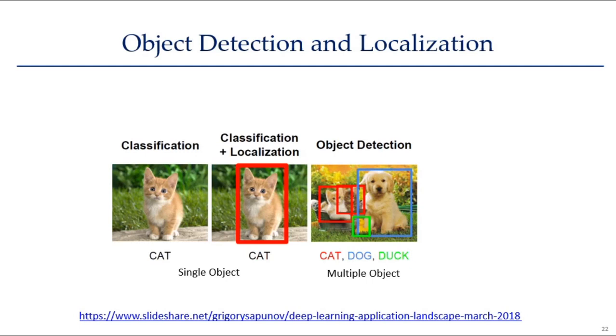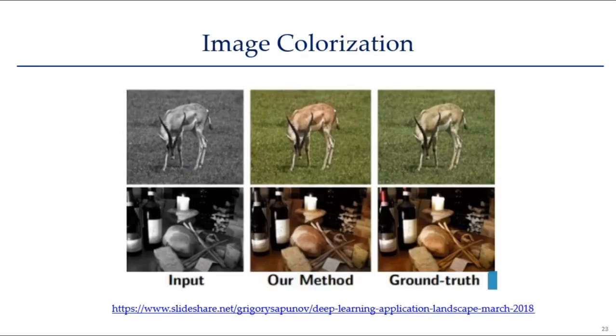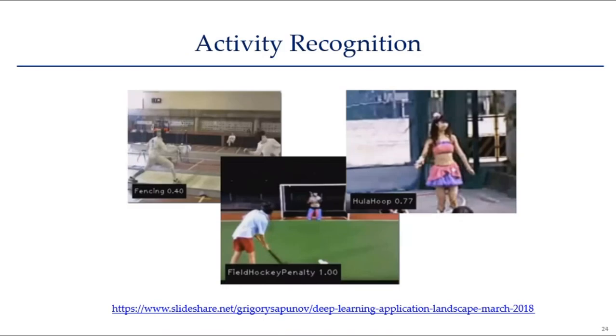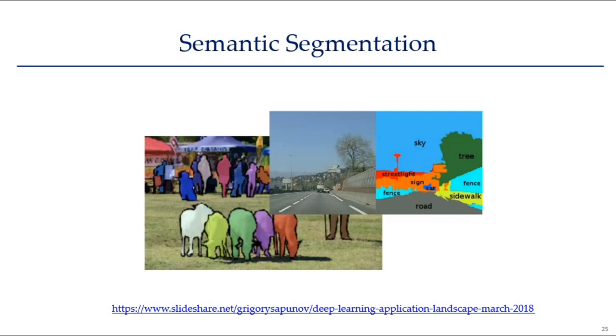With respect to image and video, there is object detection, classification, and localization, which is one of the most common and widely used deep learning applications. This can be done for a single object or multiple objects. Image colorization is another case where grayscale images are colored using a deep learning model. There is also recognizing activity from a video sequence. Semantic segmentation, where the classification of each class is done at the pixel level.